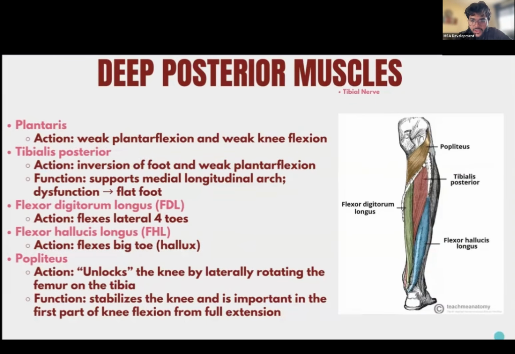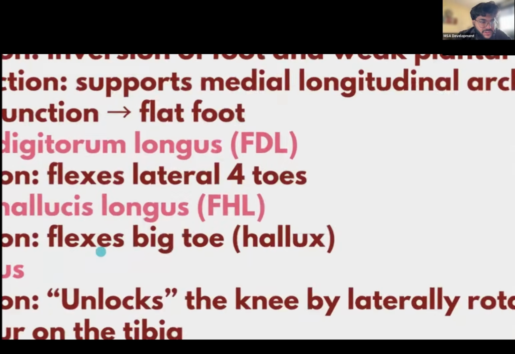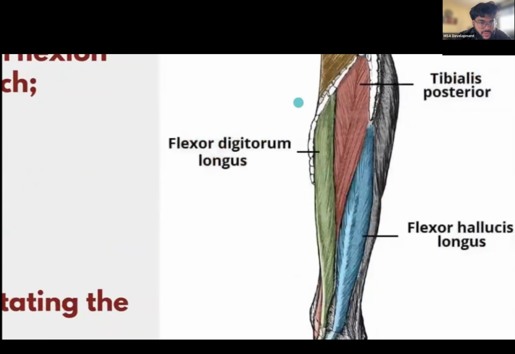the posterior muscles. Okay, so again, the tibialis posterior is responsible for the inversion of the foot and weak plantar flexion, and it's also responsible for supporting the medial longitudinal arch of your foot. If there's dysfunction of the tibialis posterior, you'll have flat foot. Okay. Next up, you have the flexor digitorum longus. This muscle right here. So the flexor digitorum longus is responsible for the flexion of the lateral four toes, okay? And the flexor hallucis longus is responsible for the flexion of the big toe alone, okay?